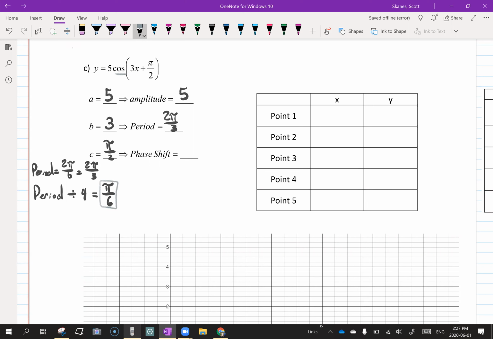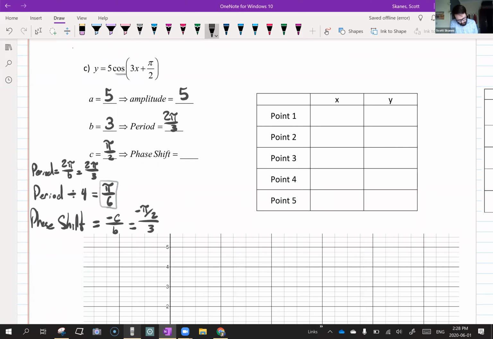Minus pi over 6 for the phase shift. Yeah, I think so. For the phase shift, it is negative c over b. That would be negative pi over 2 over 3, which is negative pi over 6. Did I do it again? No. Okay, I'm safe this time.